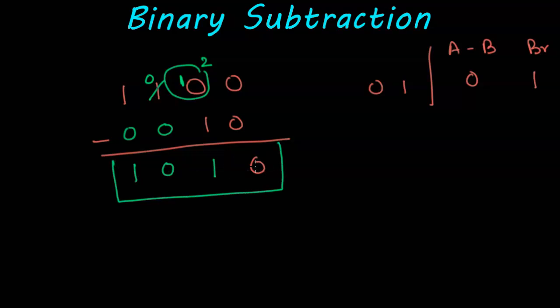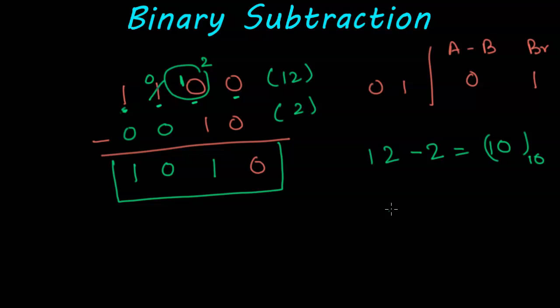To check if your answer is correct or not, we can write this also in the decimal form. So we have 1, 1, 0, 0 which is 8, 4, 2, 1. So 8 plus 4 is 12 and this is 2. So 12 minus 2 is equal to 10 and 10 in its binary form is written as 1, 0, 1, 0. Here we have its decimal form 10 and this is my answer. So hence the answer is correct.